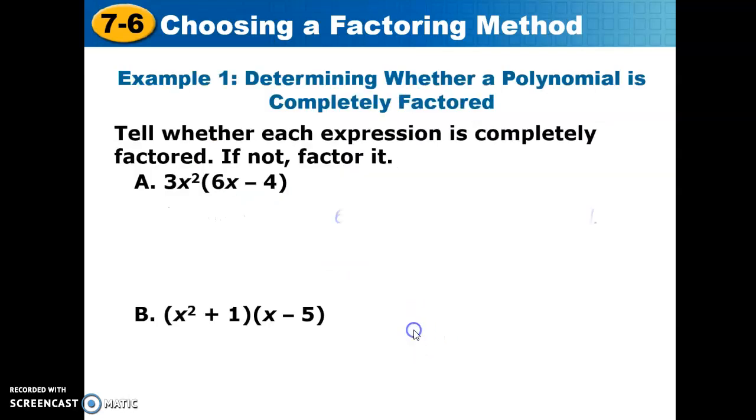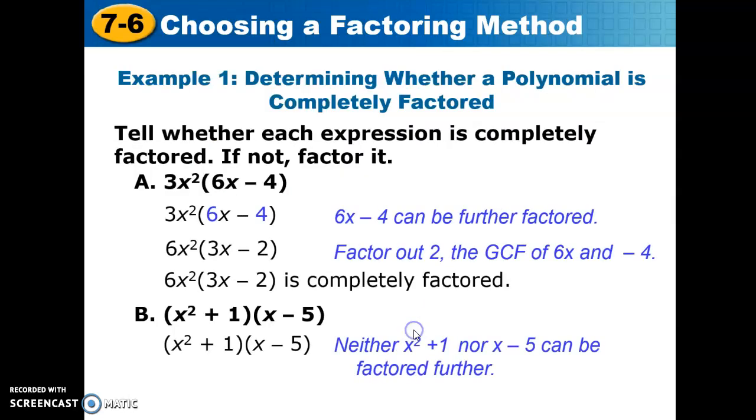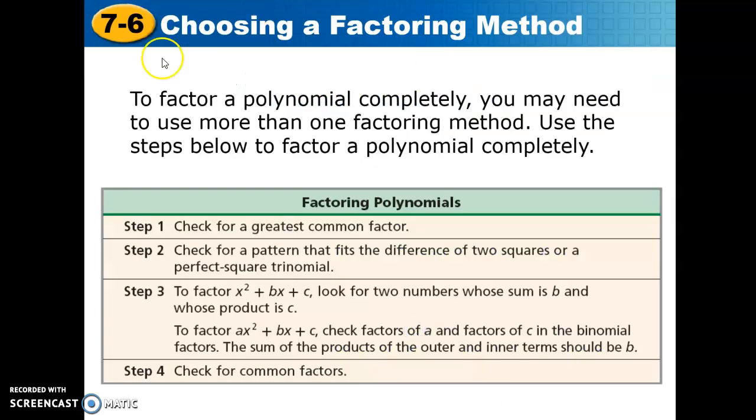So I'm going to skip this slide and go to a little flow chart here. I do want you to write this down in your notes. This is what I was talking about. We're going to have a couple different steps to follow, or questions to ask yourself, when you're factoring polynomials. Step 1 is always to check for the greatest common factor, or the GCF. That is the very first thing you always do before you start factoring.